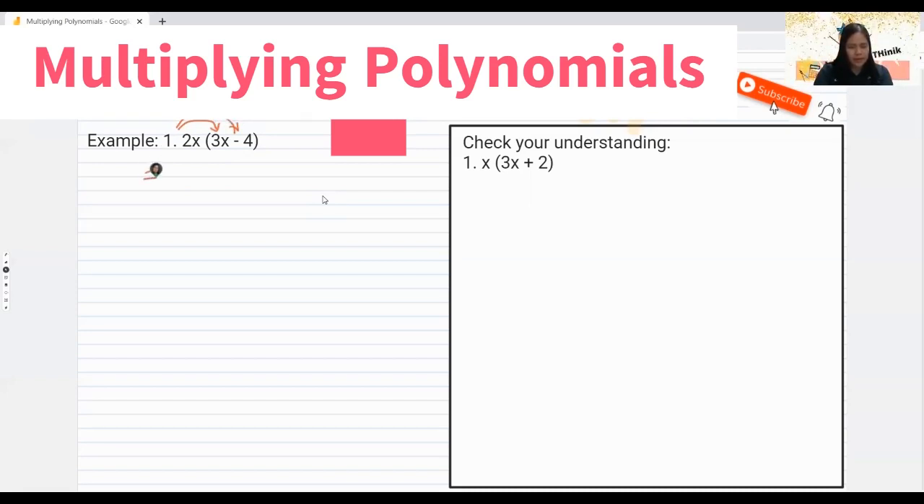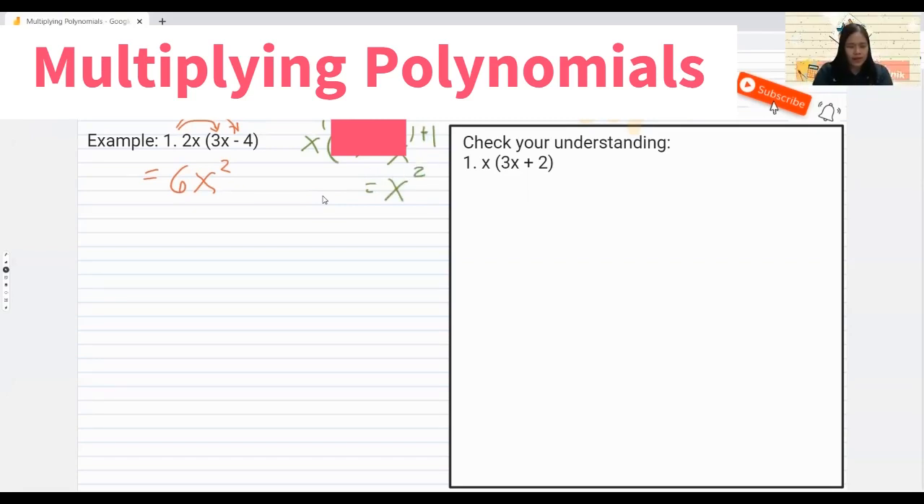We'll have 6x squared. How did we get 6x squared? Why is it not only 6x? Take note of the laws of exponents: if you're multiplying the same variable, each x has an exponent or power of 1. The rule in the laws of exponents is that you add the two exponents. That is how we get x squared.